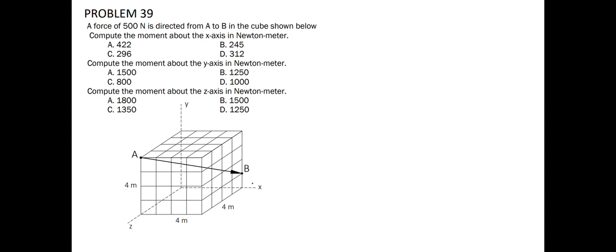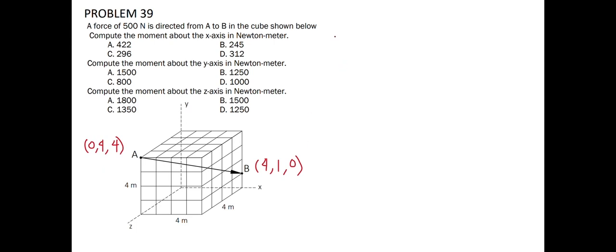Now to solve this, we first have to plot the coordinates of the head and tail of the force vector. For point A, that is a coordinate of 0 along the x-axis, 4 meters along the y-axis, and 4 meters along the z-axis. And for point B, it has a coordinate of 4 meters along the x-axis, 1 meter along the y-axis, and 0 along the z-axis. So we have the coordinates for A and B.